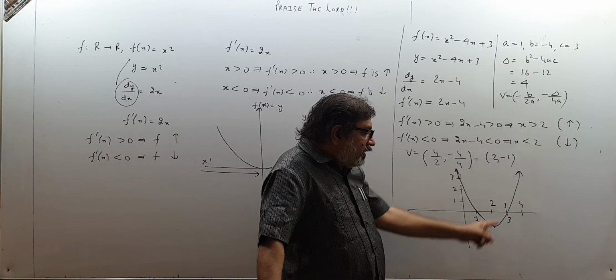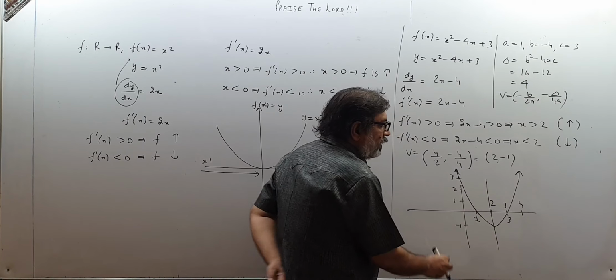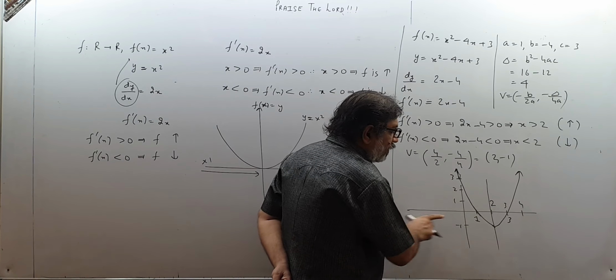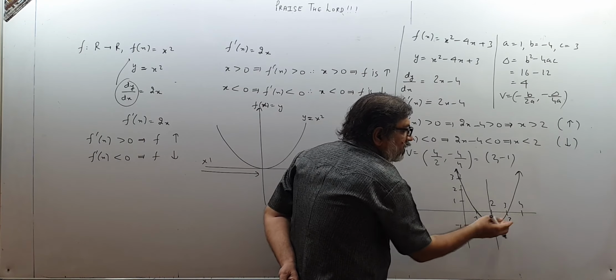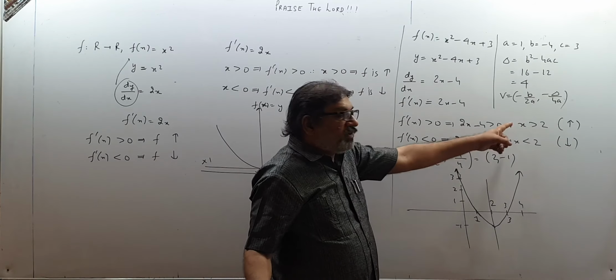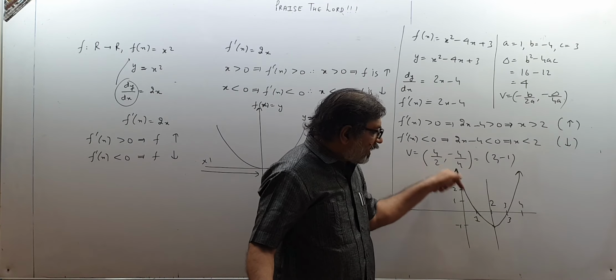So 1 and 3 are the roots of the equation where your graph will touch the x-axis. So your graph is exactly going like this, and now you can make out, children, up to 2, your graph is coming down. As you go from here to here, the graph will come down, and beyond 2, as you move, your graph will start rising. And we got exactly this. For x more than 2, your graph is rising. For x less than 2, your graph is coming down.